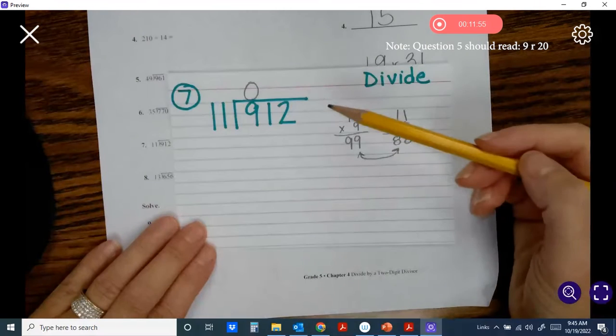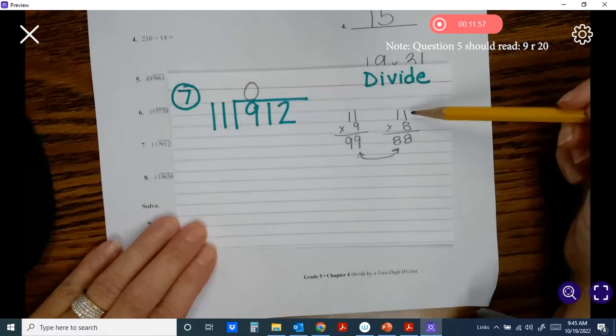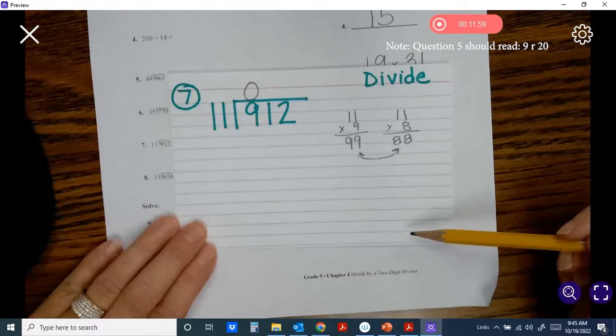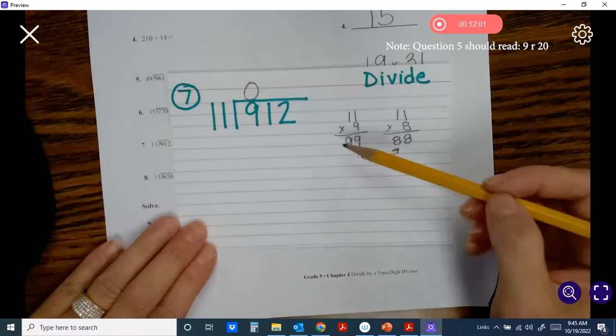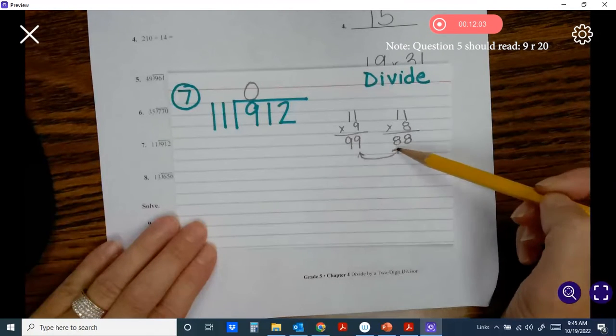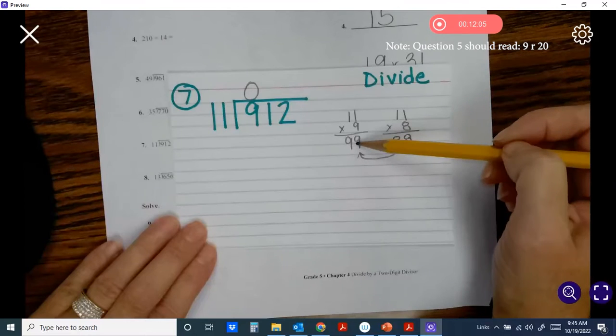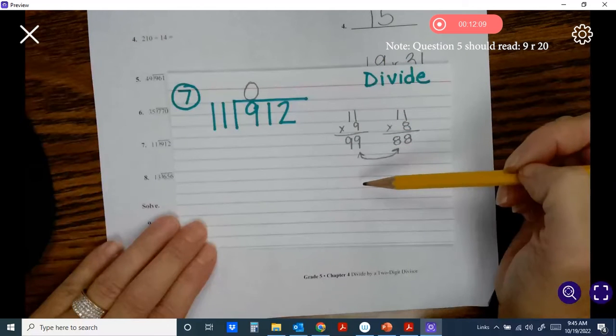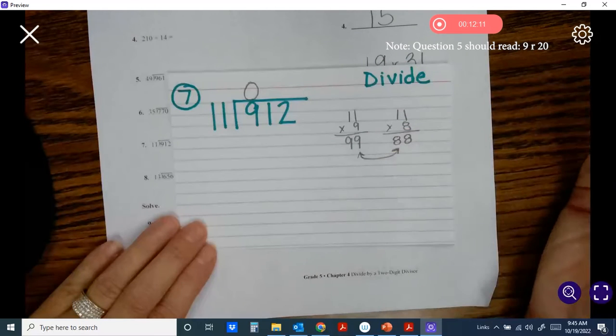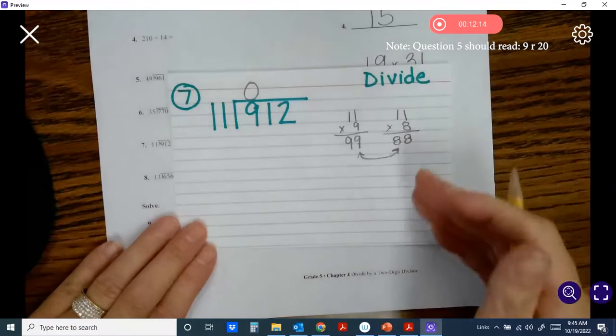Sometimes I see kids not use the cover-up method, and then they have this long list of guesses. If you use the cover-up method, you'll either get it on your first guess or your second guess, because your first guess will be either correct, or you'll have to go up a number or down a number, but you're definitely going to get it in 2 numbers and not have to have a long list of guesses.